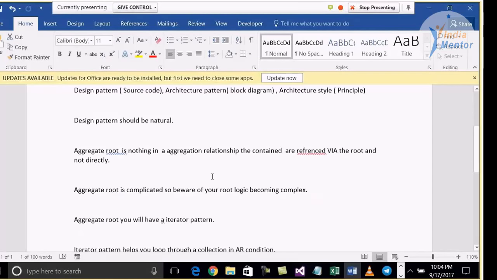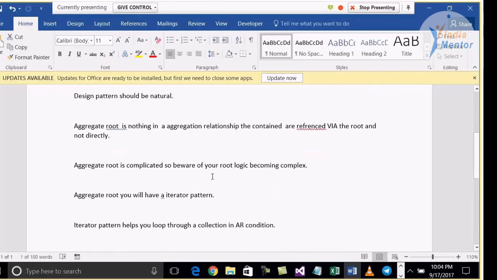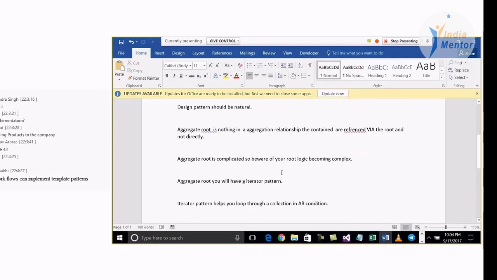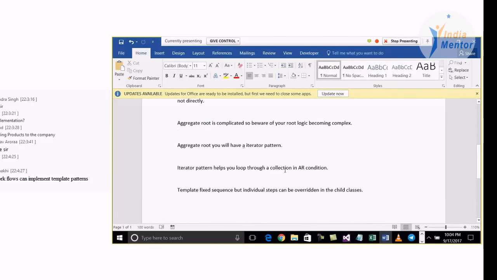Aggregate root. So we said aggregate root is nothing but, in a one-to-many or aggregation relationship, the contained objects are referenced via the root, and that maintains the integrity of the object. Okay. Aggregate root also brings in a lot of complications, so do be aware of your root logic becoming complex. If you have an aggregate root, you will have an iterator pattern, and an iterator pattern in .NET can be implemented by using IEnumerable and IEnumerator.